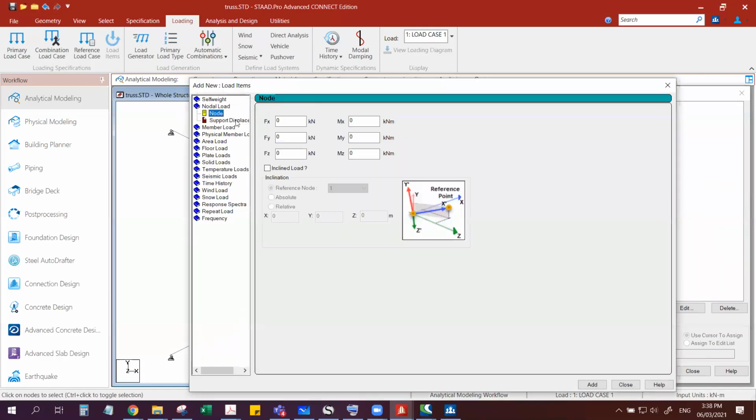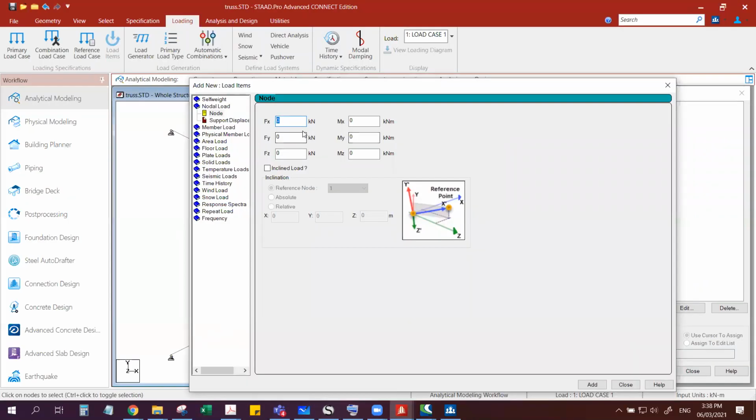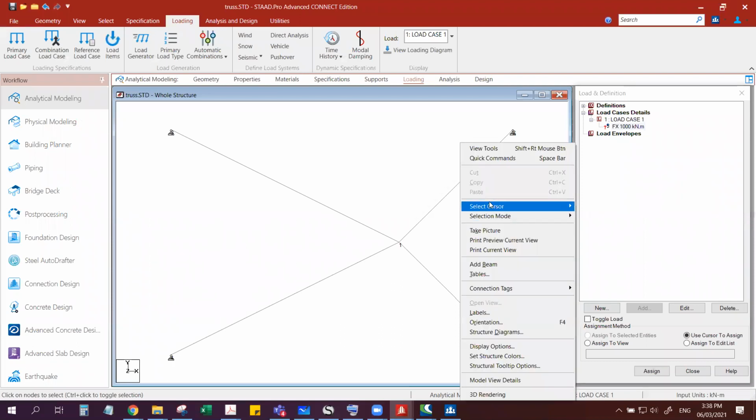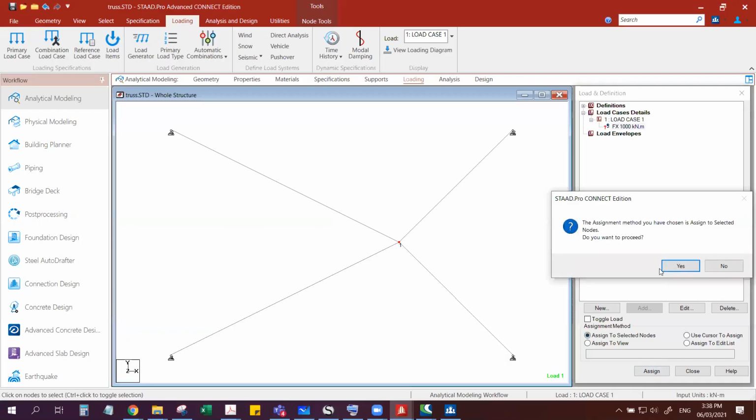Then nodal load. That is FX 1000, right? 1000 kilonewton, going to the X direction, 1000. And then add, close. So select the command and then assign here. But to assign that, you need to set the cursor to nodes. Right click, select, and then nodes. Then select this and then assign. Make sure assign to selected nodes and then assign.